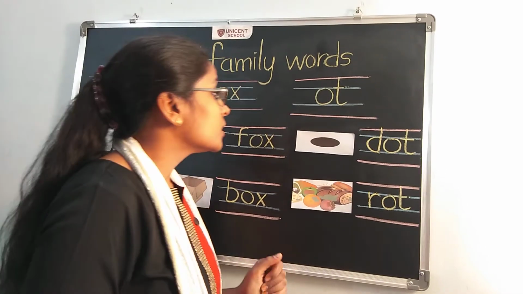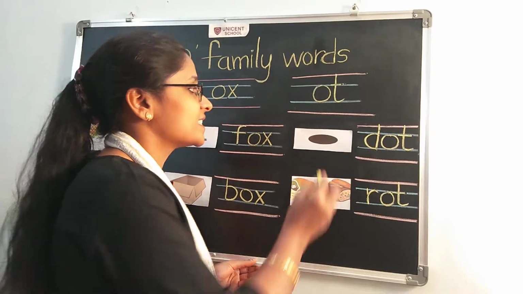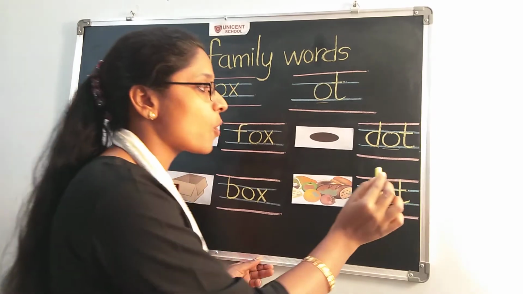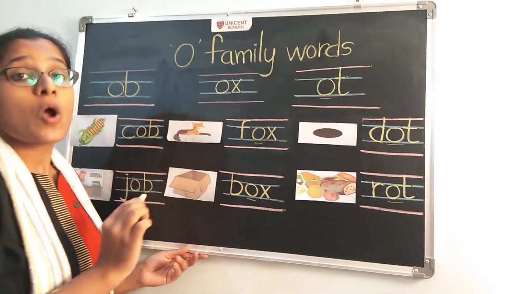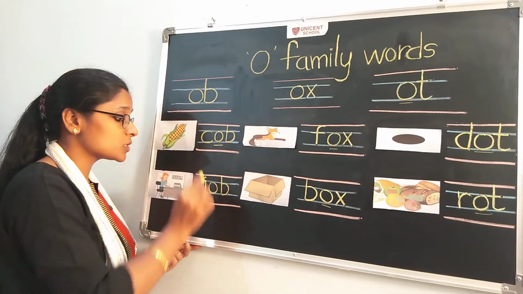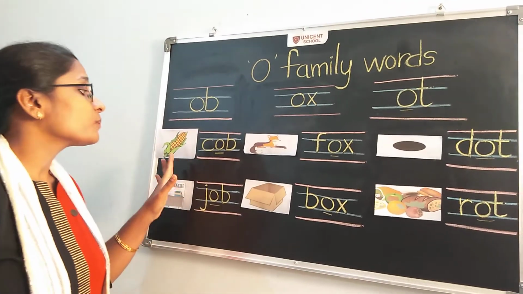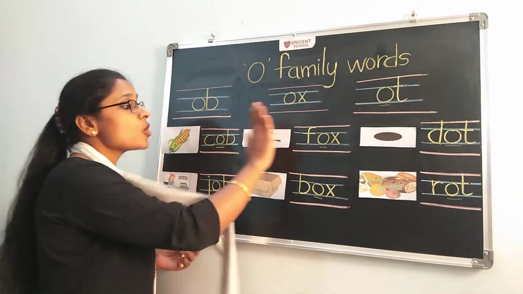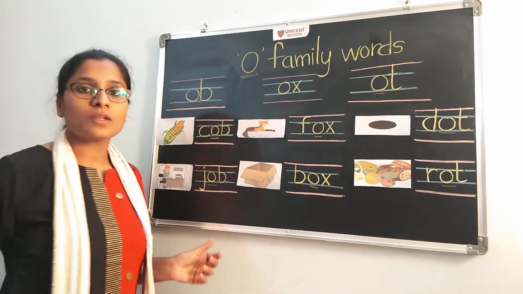Do you observe here, one thing is very common in all the words, that is O. In dot we have O, in rot we have O in between, in fox we have O, in box we have O, in cob and job also you have O in between. So you can see O is common in all the words. These pictures and words belong to O family words.